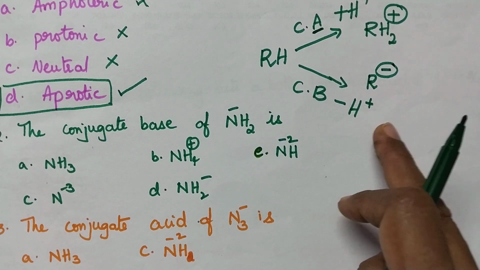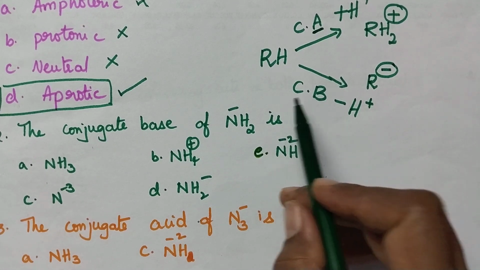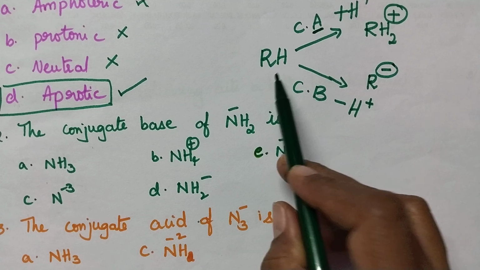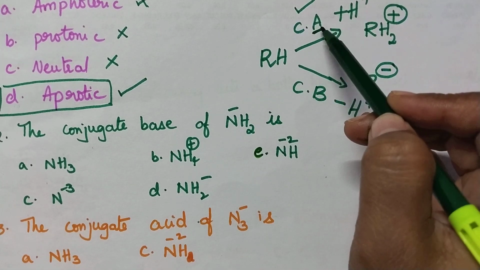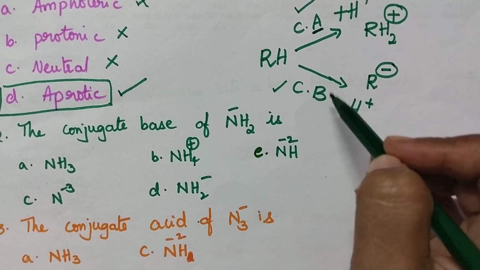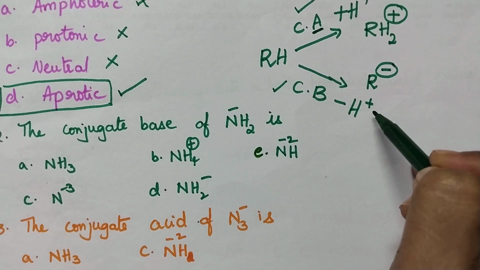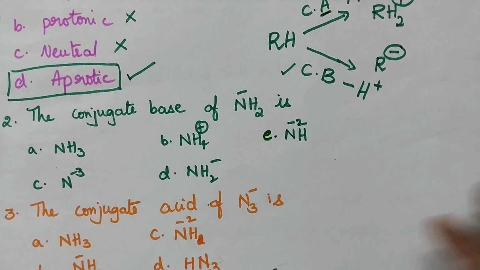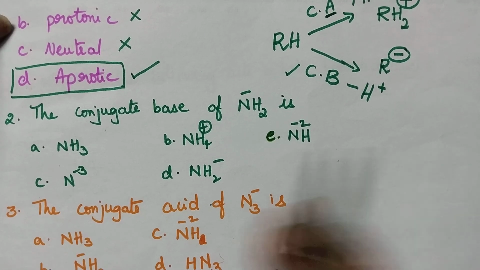Is it clear how to write the conjugate acid or conjugate base of the given compound? While writing a conjugate acid, add a proton. And while writing a conjugate base, you just remove a proton. Let us see the multiple choice questions.